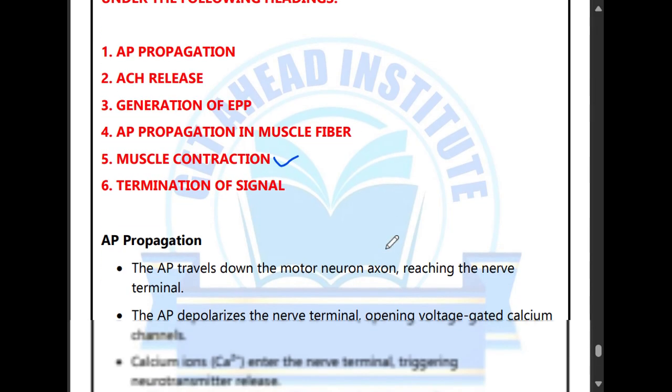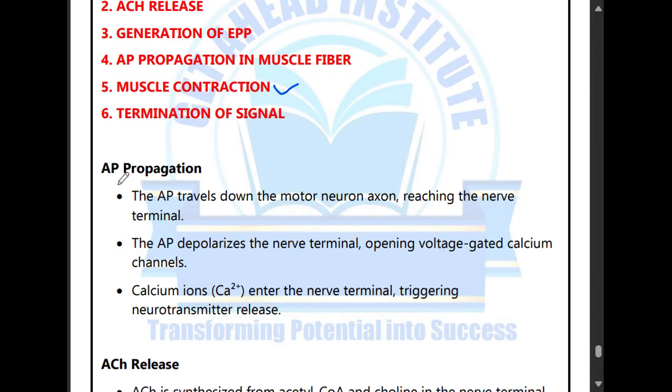Now, let's focus on what the question is asking us. So, action potential propagation. Under this, we can say that the action potential travels down the motor neuron axon until it reaches what? The nerve terminal. When it reaches the nerve terminal, the action potential will depolarize it. By this time you understand what these terms mean. When it depolarizes the nerve terminal, it will open the voltage-gated calcium channels.